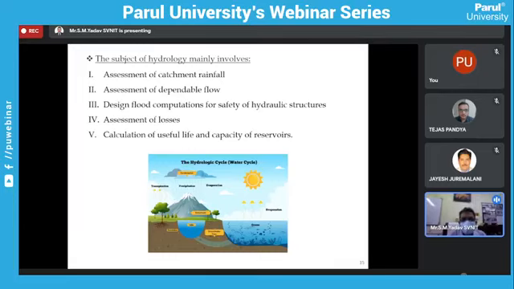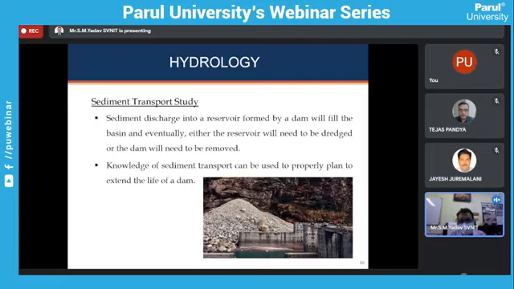The subject of hydrology mainly involves assessment of catchment rainfall, assessment of dependable flow, design flood computations, assessment of losses, and calculation of useful life and capacity of reservoirs. Then comes the most important area, that is sediment transportation, which has gained significant importance because of deposition of sediments in the reservoirs. At the same time, when we want to use a channel as a navigation channel, we need to know the characteristics of the river as far as the deposition of sediments into the stream is concerned.